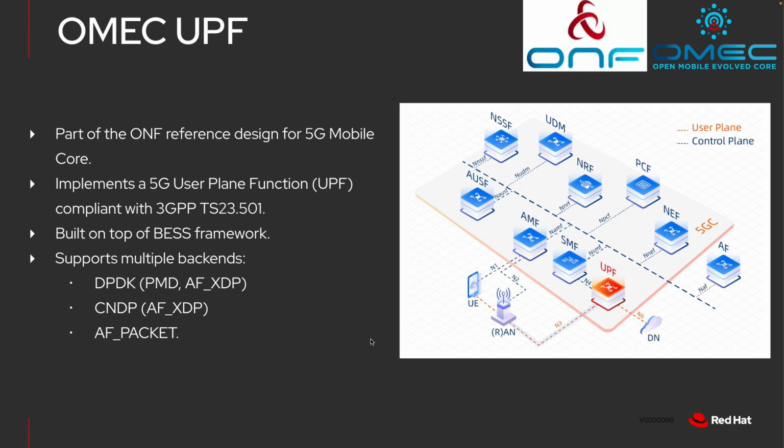So the application we're going to use for this demo is the OMEC UPF. OMEC is the Open Mobile Evolved Core, and it's part of the Open Networking Foundation. They have a reference design for a 5G mobile core, and one of the components of that, or the main data plane component, let's say, is the UPF. The OMEC UPF essentially implements a 5G user plane function that's compliant with the 3GPP standard. It's built on top of the BESS framework, and it supports multiple backends. Through DPDK, it supports PMD and AFXDP.